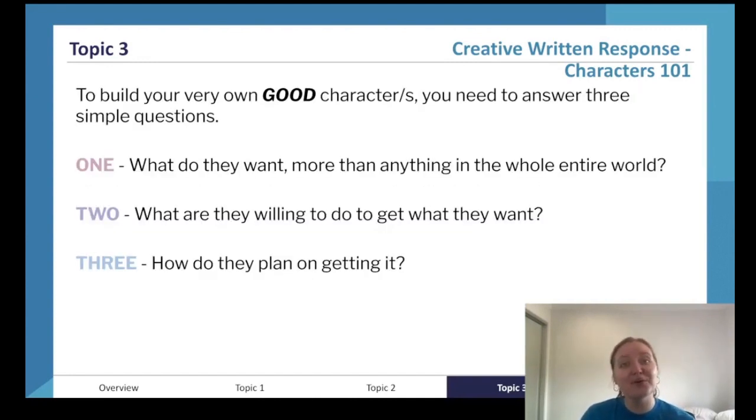So to write your own good characters, you need to answer 3 simple questions when you're developing them in your mind. The first one is, what do they want more than anything in the entire world? This is the motivating force behind the story. This is what drives the plot forward. What is it that they want? What is it that they need?